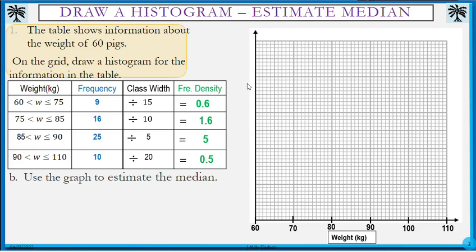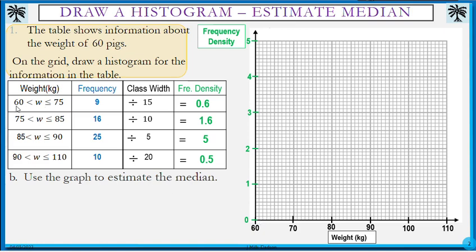For the frequency density, look for the biggest number, which is 5, and try to scale it up such that your graph will end up covering half of the grid. And it's easy because the biggest number is 5. I can go up 1, 2, 3, 4, 5. And I must also understand the scale. 10 squares make 1, so each small square is 0.1.